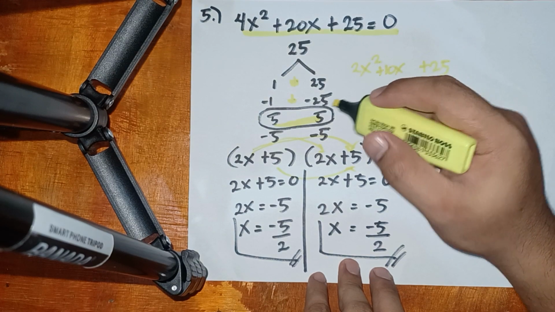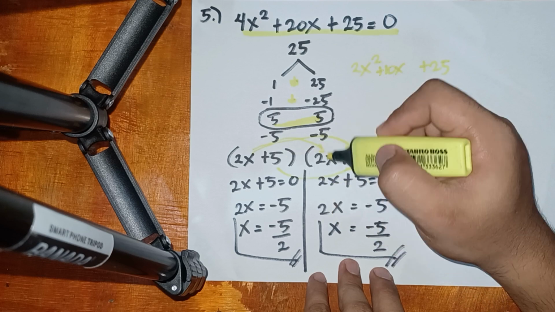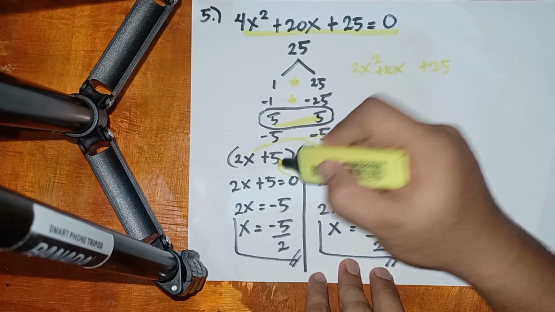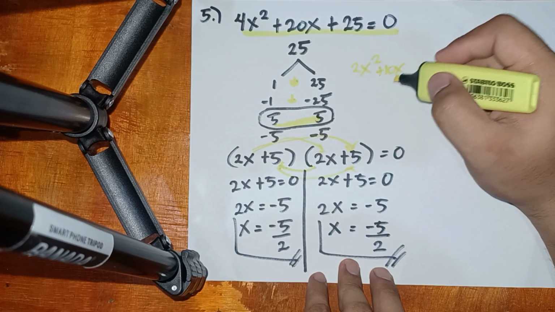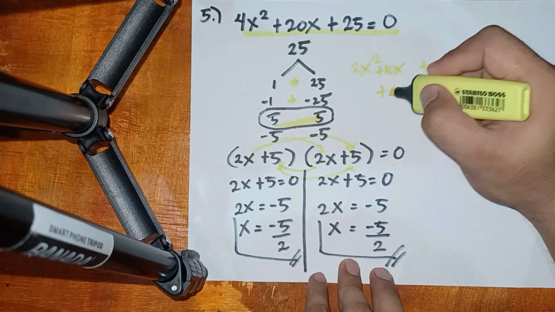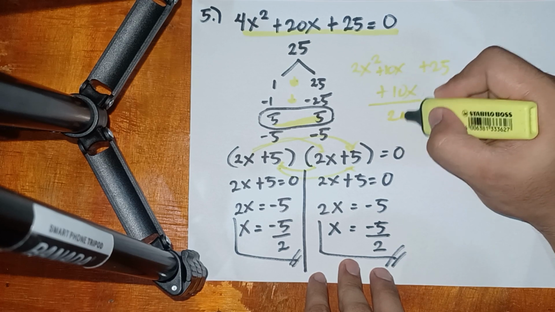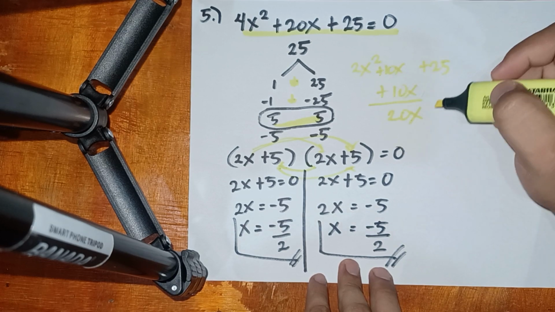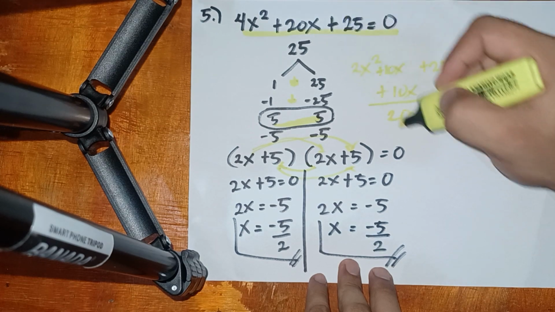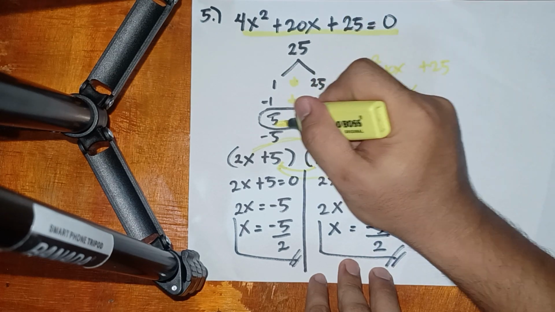And 2x times 5 is also another 10x. So that would be 20x. So same with the original equation. So this is the right factor to use.